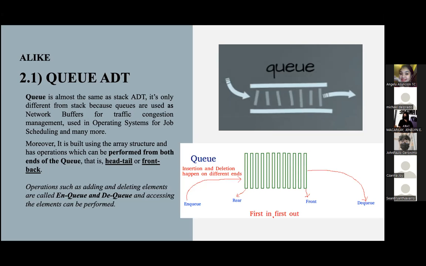Operations such as adding and deleting elements are called NQ and DQ, and accessing the elements can be performed. And dito naman po sa isang example na to is ang NQ siya yung adding elements and DQ is siya yung deleting elements. Siya yung nag-access dito na para mag-perform yung parang yung sa ano po sa data.